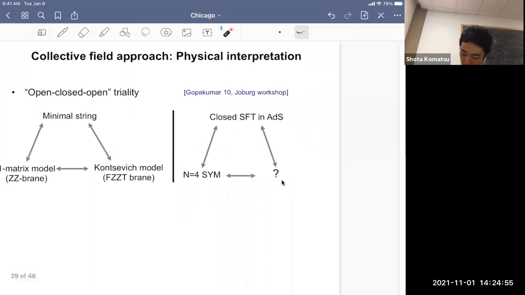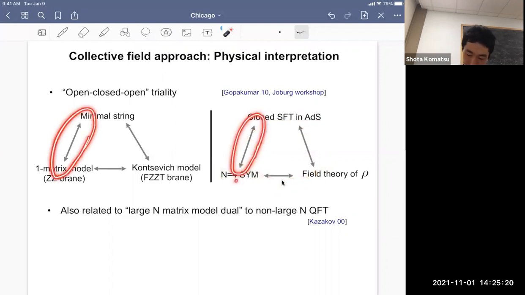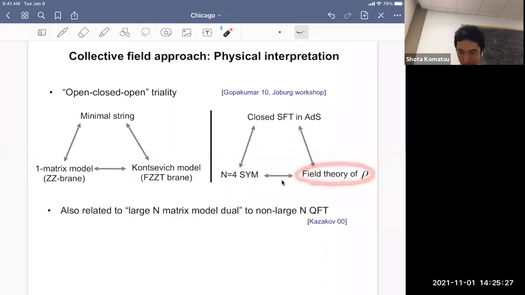And what we did here is in some sense a slight, small generalization of what they did in this context to N=4 super Yang-Mills. So of course, if you had N=4 super Yang-Mills, the natural dual description is a string theory or a string field theory in AdS. And this part of the duality is the analog of the duality between the one matrix model and the non-critical minimal string. But this field theory of rho is in some sense a bit like this third part.